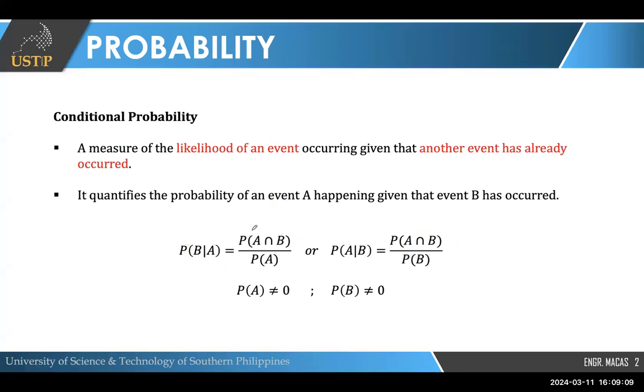So para dili ta malibog, pwede ra pod kanira nga pagkasulat basta kanang numerator is the intersection of A and B. Okay? Pero ang difference lang is katong imong denominator. So, when you get the probability of A given B, ang imong denominator is the probability of B. Okay? Given that the probability of your A and B is not zero, meaning it will really occur.